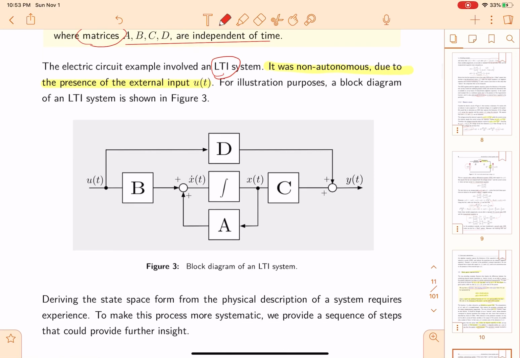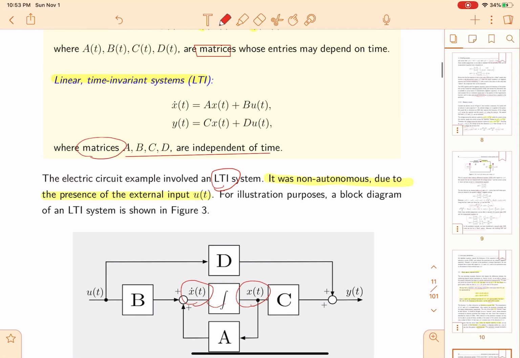So we can draw the block diagram for LTI here. We have x dot(t) integrate, we get x(t), and by A times x plus B times u, we get x dot, that's exactly right. And for y, we have C times x and D times u here.